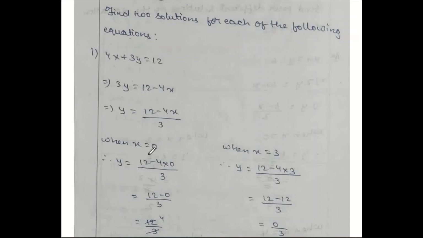So when x equals 0, therefore y equals (12 minus 4 into 0) by 3. In place of x I am putting 0. So (12 minus 0) by 3, 12 by 3, after cancellation it becomes 4. When x is equal to 3, y equals (12 minus 4 into 3) divided by 3. (12 minus 12) by 3, 0 by 3, which is 0.